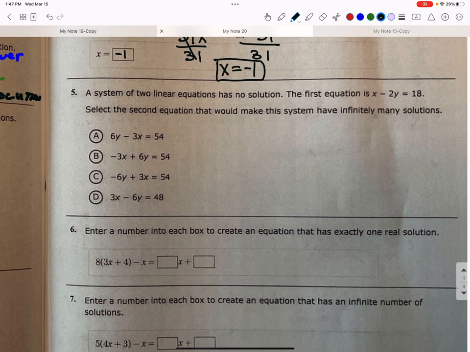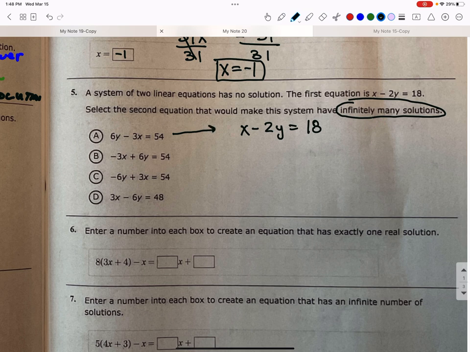All right, a system of two linear equations has no solution. The first equation is x minus 2y equals 18. Select the second equation that would have this be infinitely many solutions. Okay, let's see. So x minus 2y equals 18. Okay, sweet. Are any of these versions of that? Infinite solutions means it's really the same equation. Are any of these the same equation as that? Let's rearrange all of these equations.